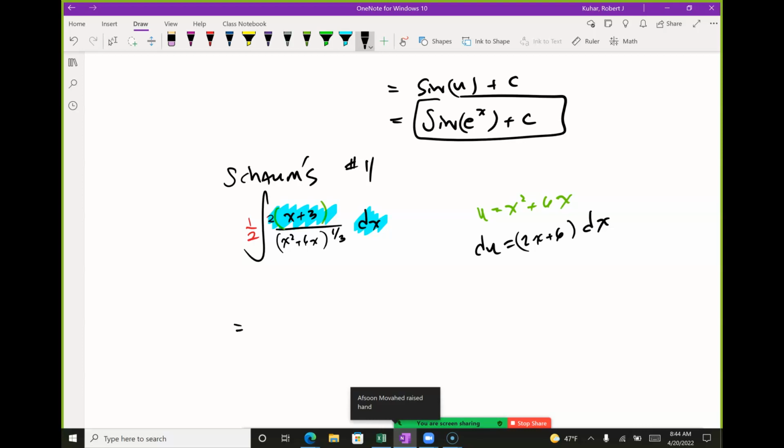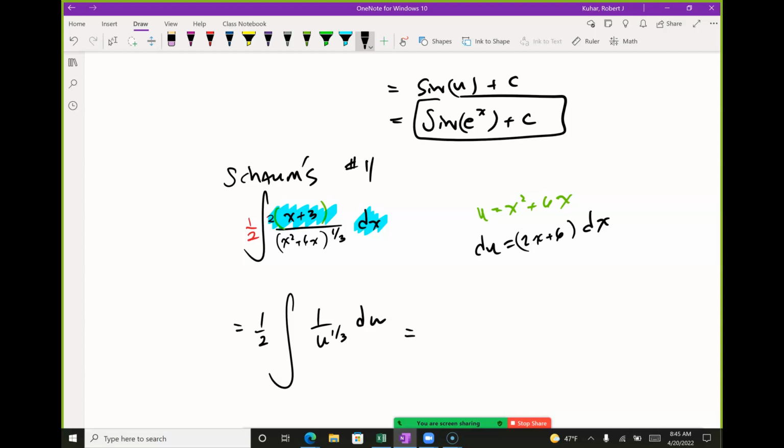Yes, Afsun? Since it's 1/2 and 2, is it the same as multiplying by 2 over 2, or is it different? Yeah, 2 over 2. Yep, which is 1. So I like to multiply by what I need and then cancel it.